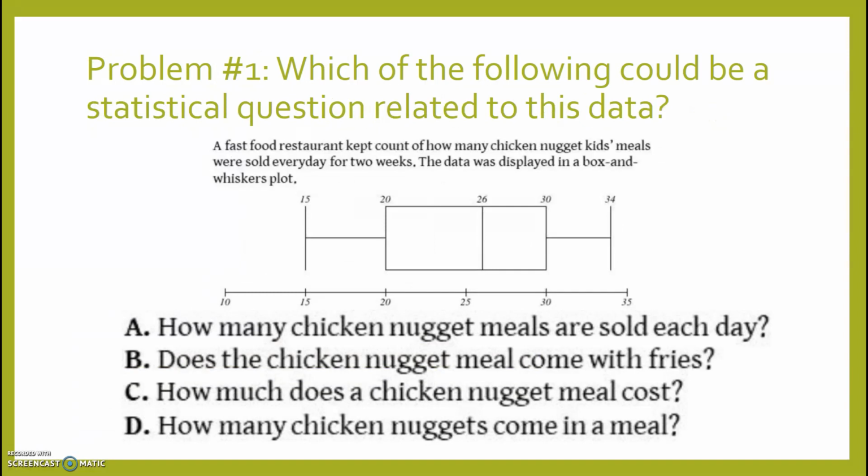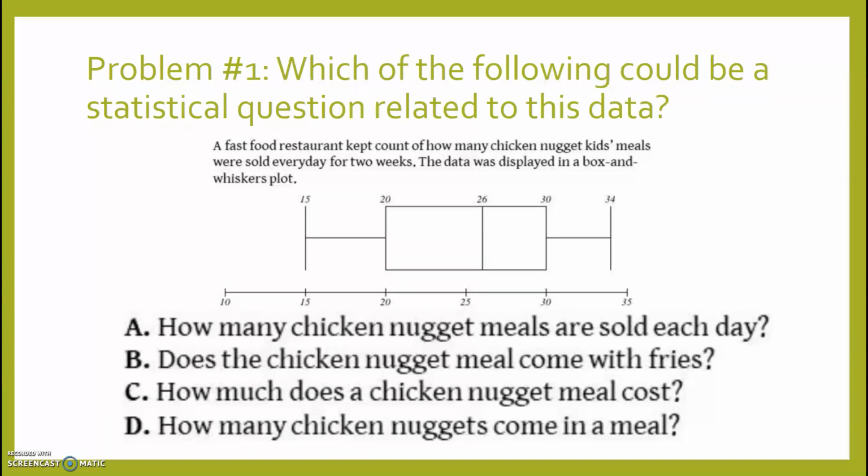A fast food restaurant kept count of how many chicken nugget kids meals were sold every day for 2 weeks. The data was displayed in the box and whisker plot. Which of the following questions could be a statistical question related to this data? Pause the video, give your answer, and then press play and see how you did.